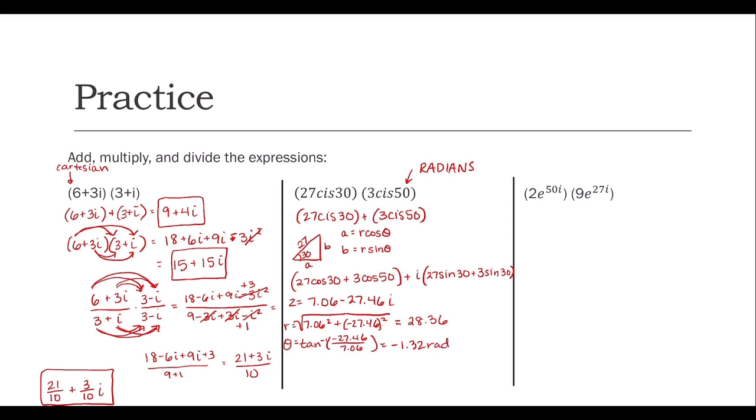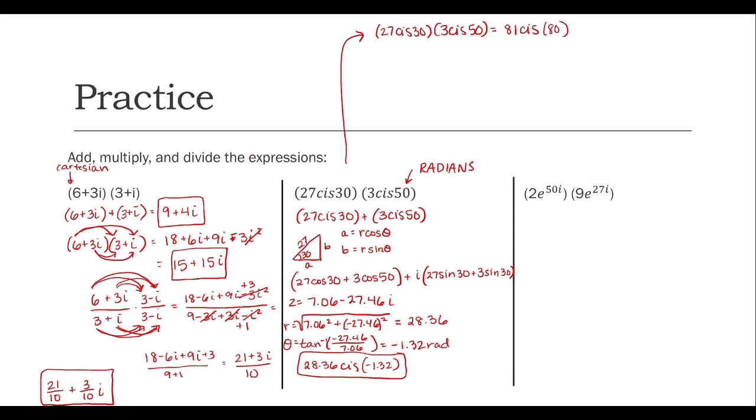So the sum is 28.36 cis negative 1.32. Then we'll do our product and quotient up here. So for our product, we have 27 cis 30 times 3 cis 50. We'll multiply the radius, so 27 times 3, which is 81, and then it's cis 30 radians plus 50 radians is 80 radians. So that's our product.